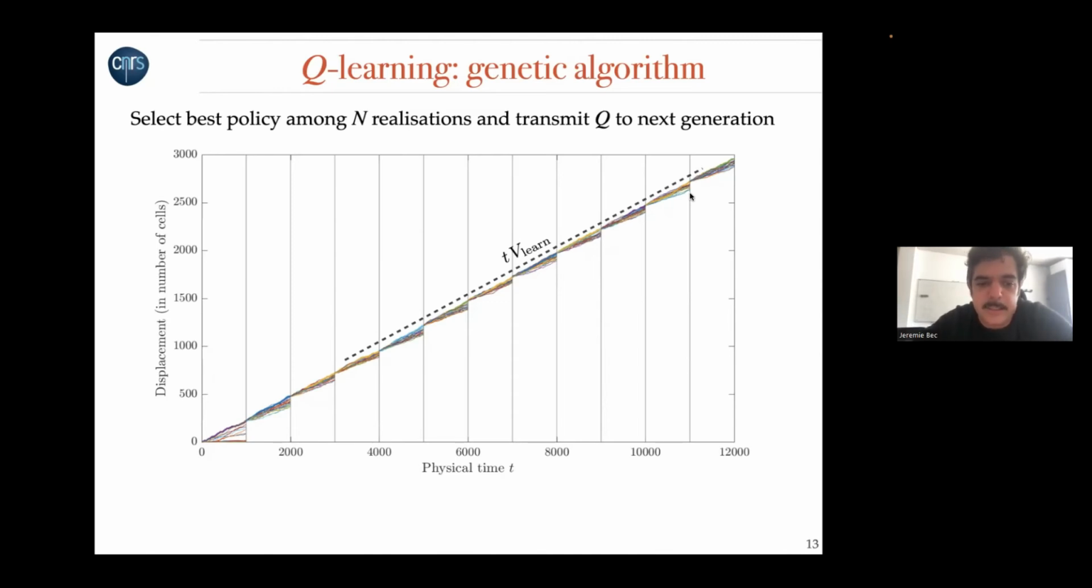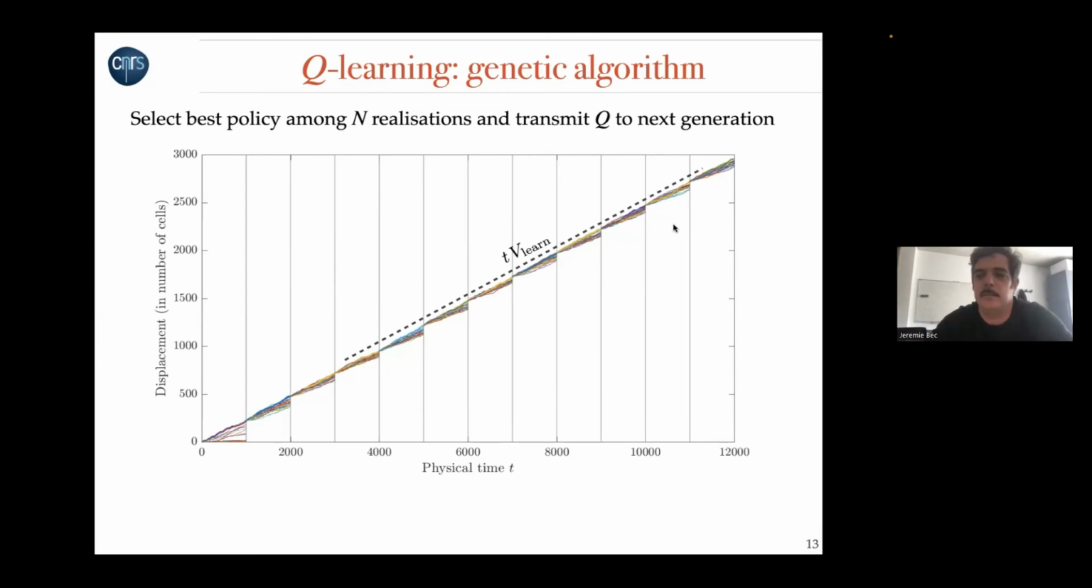There are two remarks here. The first is that, in the long run, you can see that a clear velocity is emerging, which means that we are learning at least a notion of mean velocity. The second is that even after a long number of generations in this genetic approach, you still see some spreading in the performance, which survives forever.